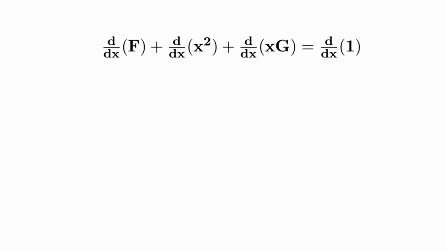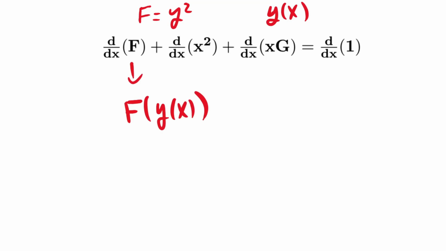So now let's take a look at the first term, which is d dx of f. And remember that f is a function of y, f equals y squared. So you might think that if we differentiate f with respect to x, we're going to get 0 because f is simply a function of y, not x. But you have to remember that y is an implicit function of x, which means that f is also an implicit function of x because f is a function of y.